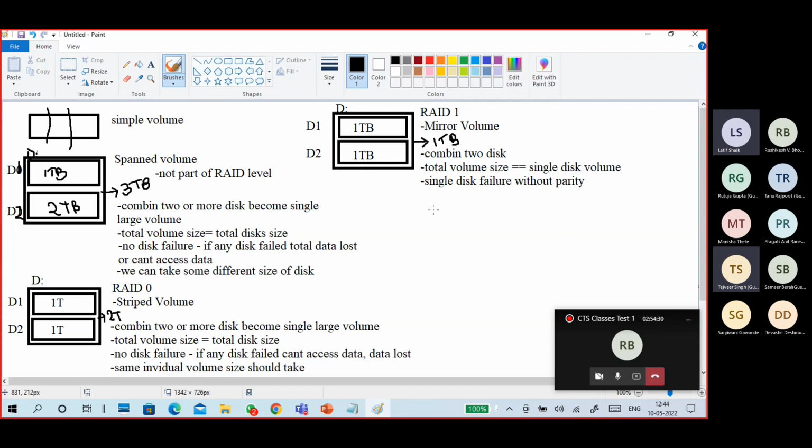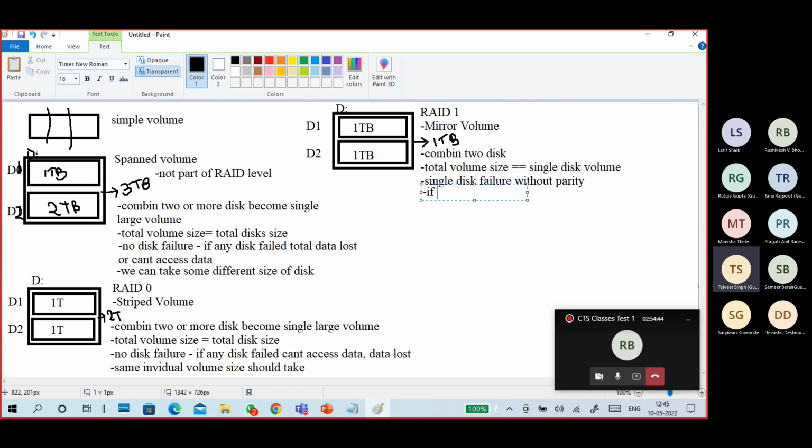So the meaning is it's a mirror volume, guys. One single disk failure, still no problem. You can access the data. Single disk failure without parity means if any one disk, only one disk, fails, we can access the data, no problem. Again, power cut.